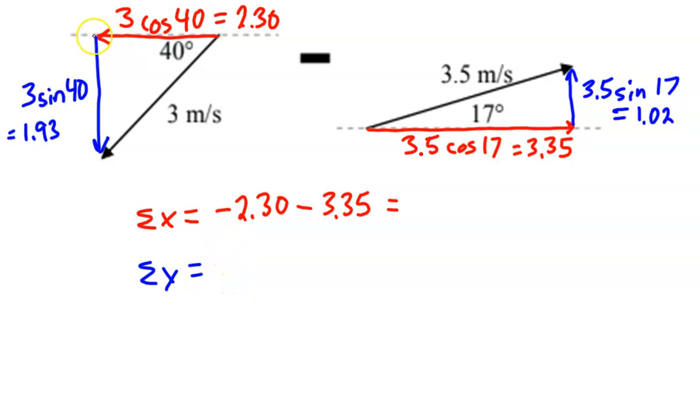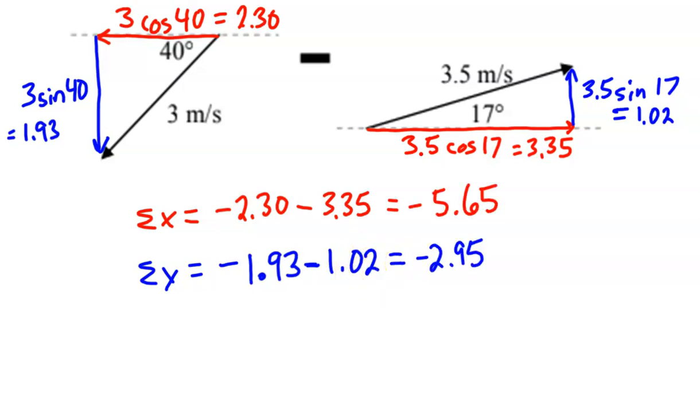1.93 is directed downward, so it is negative. And then this 1.02, sorry, 0.93. Okay, this 1.02 is directed upward, but then we're subtracting it, so it's actually negative. So we're going to do negative, or minus 1.02. All right, so now we have components of our resultant, or added together, vector.